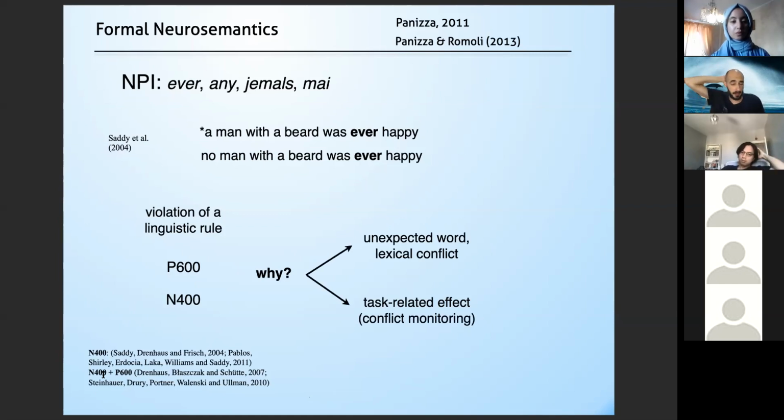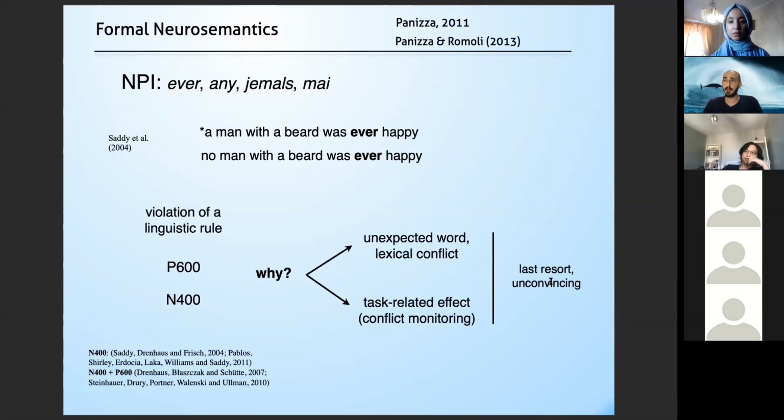And the explanation was that you encounter an unexpected word, because given that there is no negation, you do not expect to have an NPI, and then you have a lexical surprise or other effects like task-related effects, conflict monitoring, whatever.